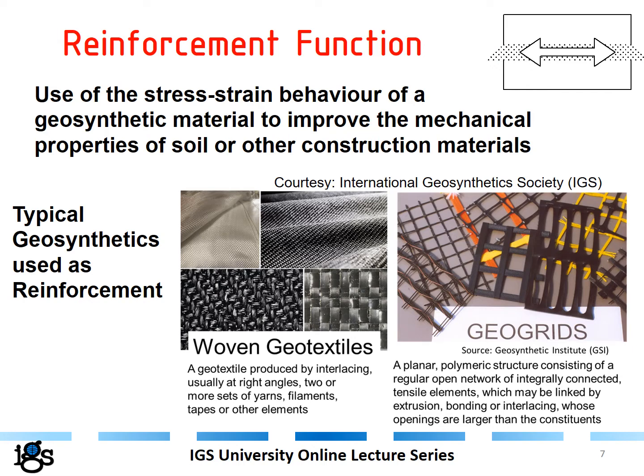The first function that I will describe is the reinforcement function. From here on, for every function, I will first give a definition and a pictogram. The definition of reinforcement function is use of the stress-strain behavior of a geosynthetic material to improve the mechanical properties of soil or other construction materials. Typical geosynthetics used as reinforcement are woven geotextiles. Here you see some woven geotextiles and geogrids. Here in this picture you see some geogrids.